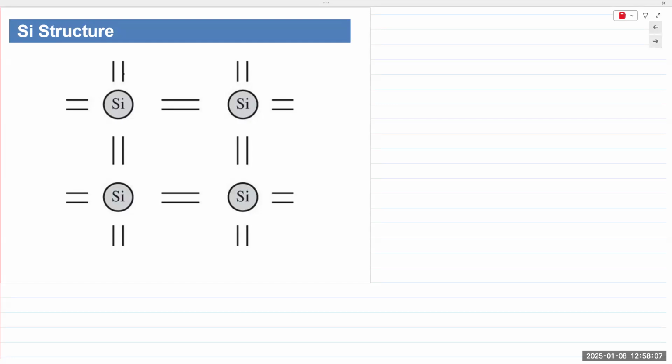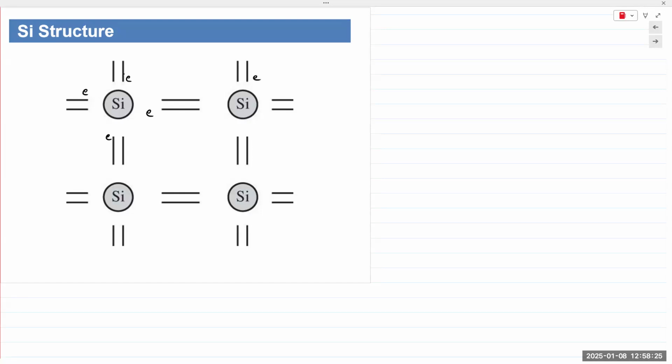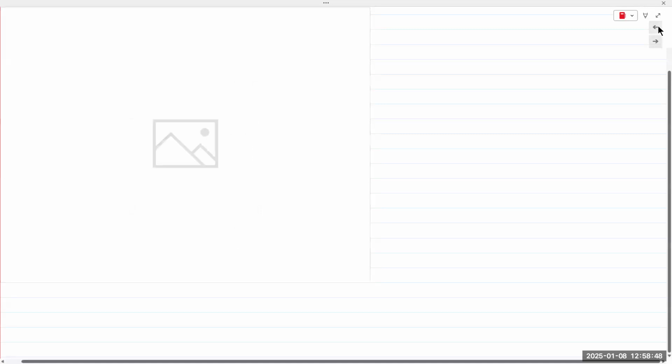So this is the two-dimensional structure layout of a silicon atom, right? You have a silicon atom, and it shares 1 electron each with its neighboring atom. So each silicon atom shares 1 electron with its neighboring atom. Thus, all of them benefit, and all of them have a stable atomic structure with 8 electrons in their outermost shell, right?